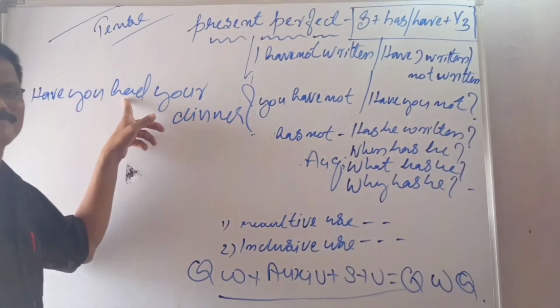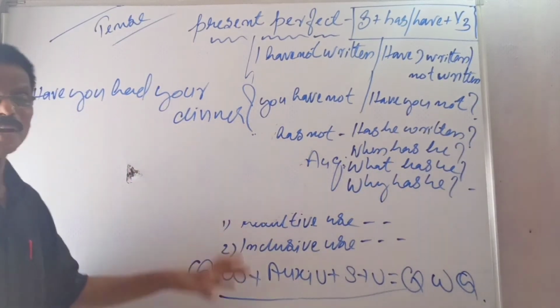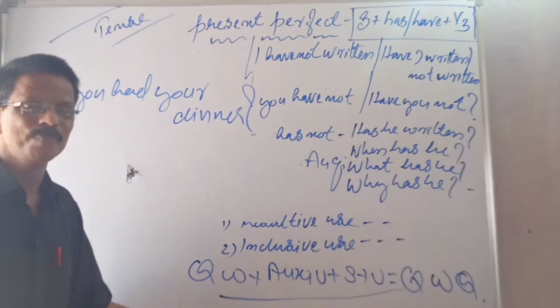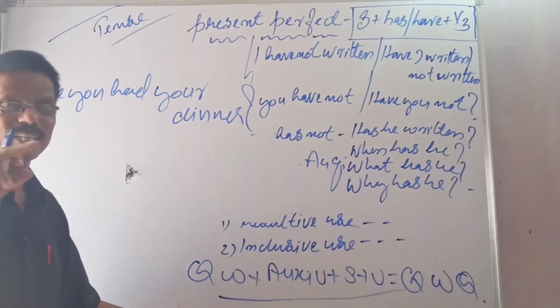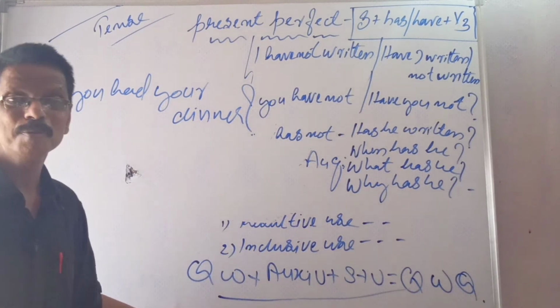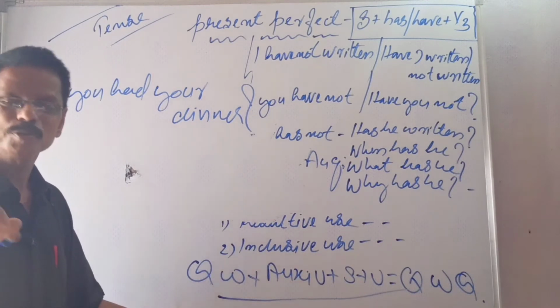Have had. The present perfect. Have plus V3 of have. So have can be used as a finite verb as well as an auxiliary verb. You have seen the use of have. You must really see those videos once: use of have, use of do, use of be. Three primary auxiliaries. That's a basic foundation of spoken English.